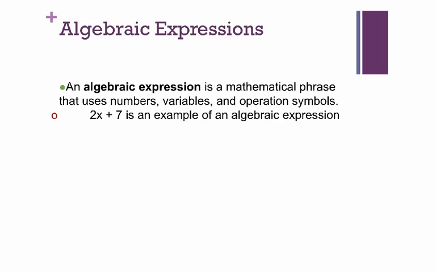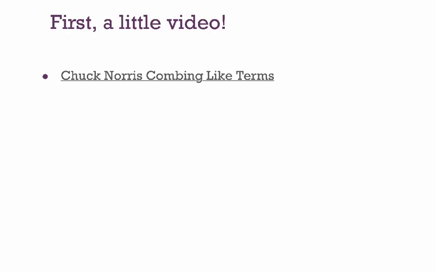All right, an expression is a mathematical phrase that uses numbers, variables, and operational symbols. Now, notice it does not have an equal sign. If it had an equal sign, that would be an equation. So 2x plus 7 is just an algebraic expression. And we're going to focus on just simplifying and combining like terms in expressions before we move on to equation solving. So let's take a look at some vocabulary before we get started.